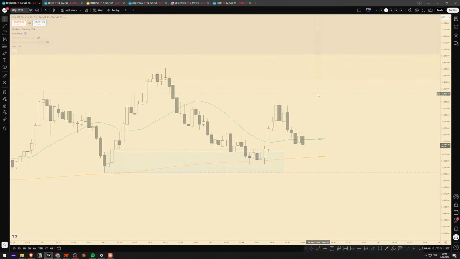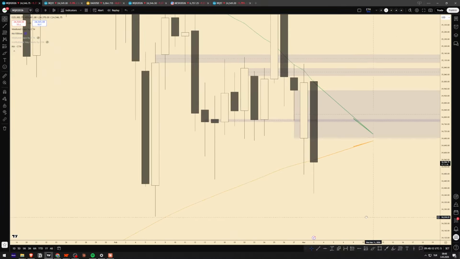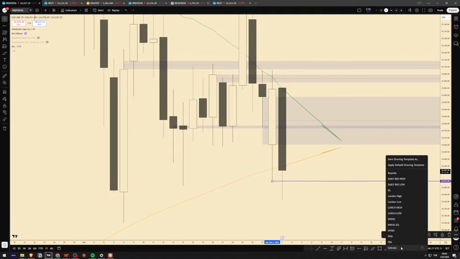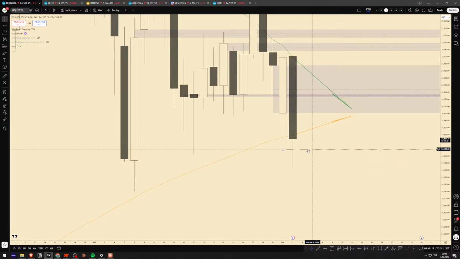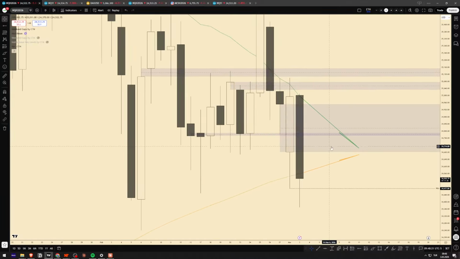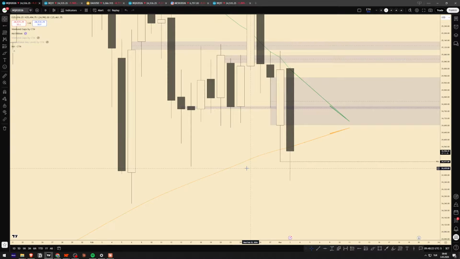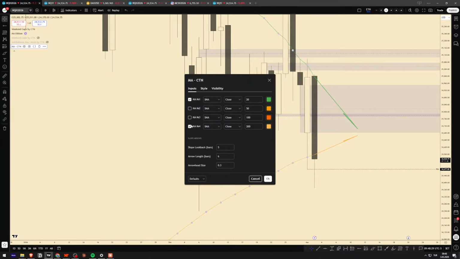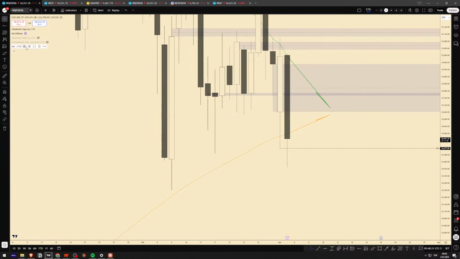So let's keep waiting. I will mark the previous day low. I'm not going to mark previous day high yet. Price is currently on 200 simple moving average. Okay.